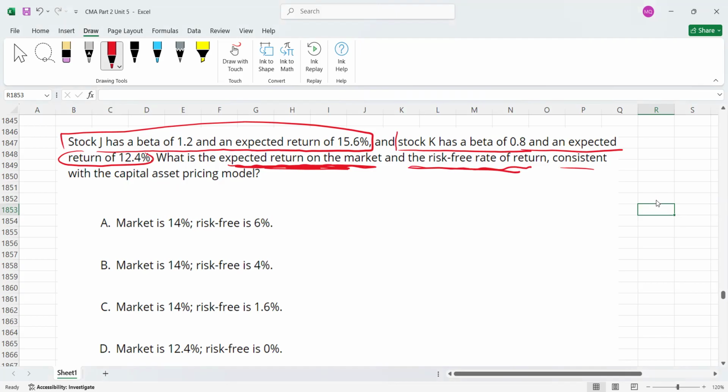So here we go. Let's first write the CAPM formula. Required rate of return equals risk-free rate of return plus beta times return on market minus risk-free rate of return. Now let's put in the values. For stock J, the expected rate of return is 15.6%, so I'll assume this is the required rate of return. Then what should be RM, the return on market, and the risk-free rate? This is what they're asking.